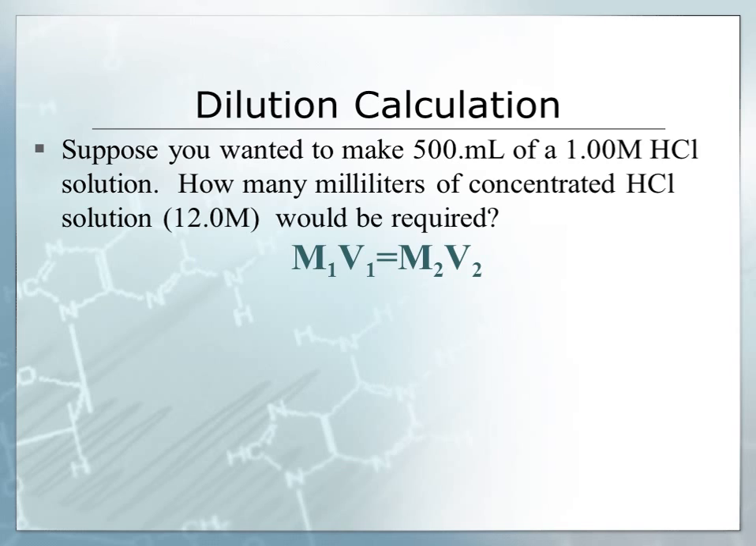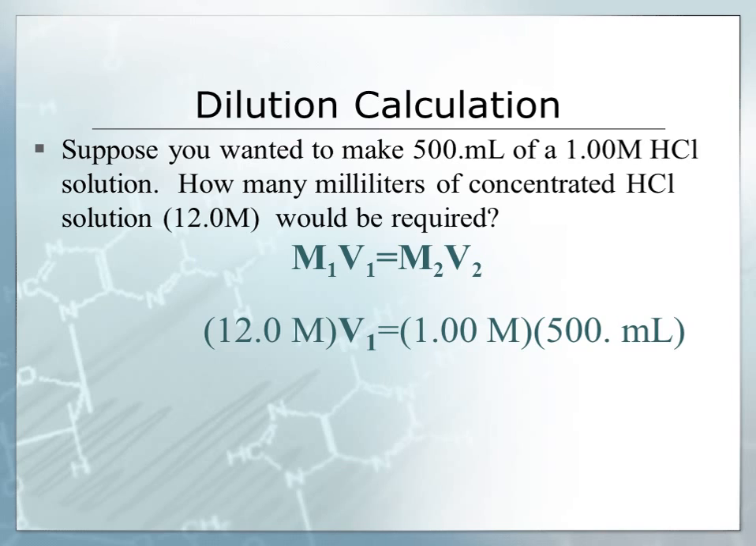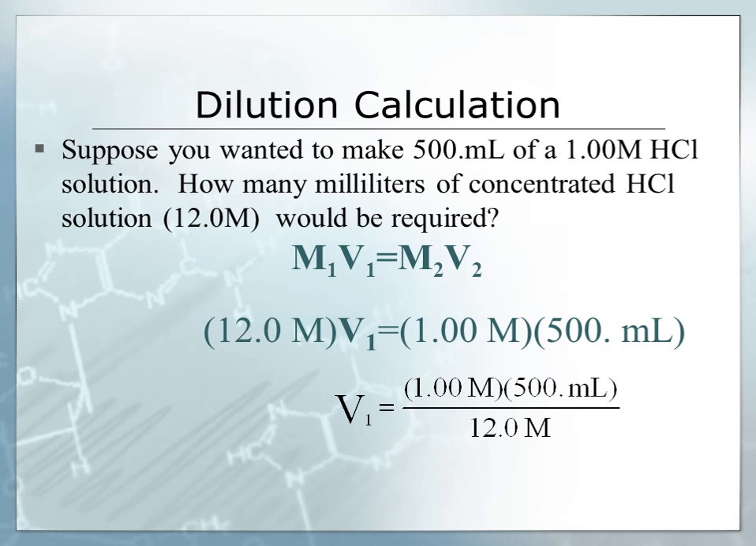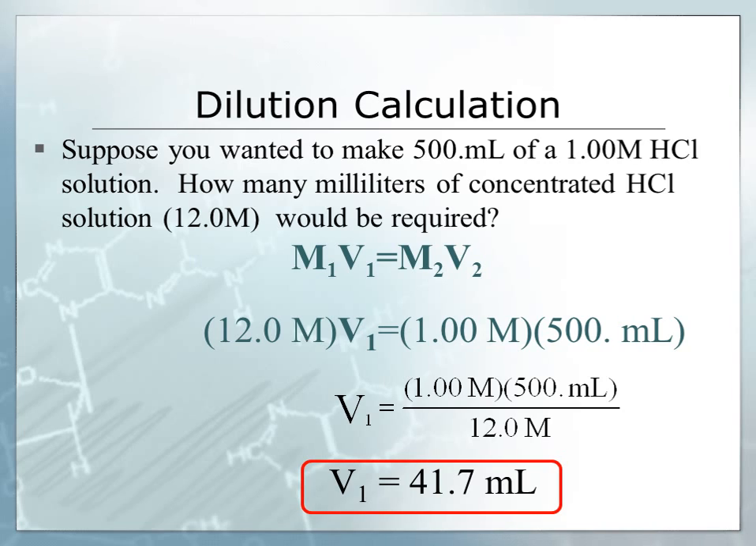Once again, we start with M1 V1 equals M2 V2. We substitute in what we know, and the question here is, how much of that stock solution are we going to need? So we're solving for V1 this time around. Rearranging your equation and solving, you would find that we need to measure out 41.7 milliliters of the stock solution. Once you measure out this 41.7 milliliters of stock solution, it would be added to enough water to bring the final volume of the solution up to 500 milliliters.